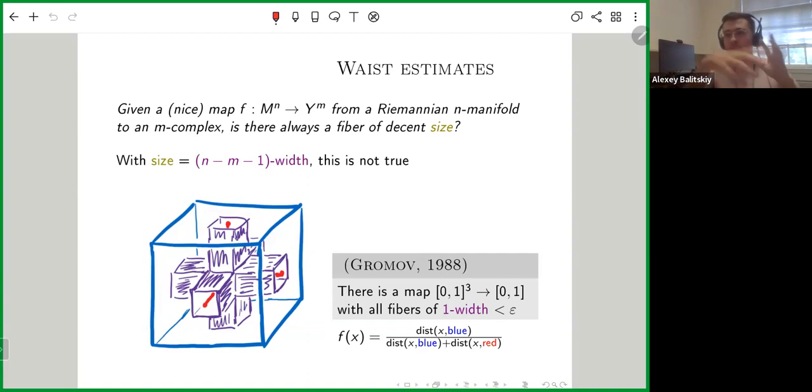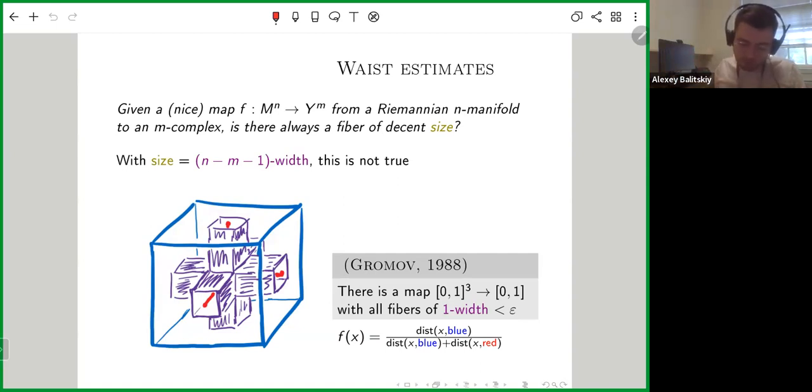Right, I only drew just one cell, but you can extend it to R3, and then you can foliate the entire R3 by those purple surfaces, and the one-width of each of them will be less than the size of this grid. And then you can take a huge cube inside this R3 and get this example by scaling down everything, for example.